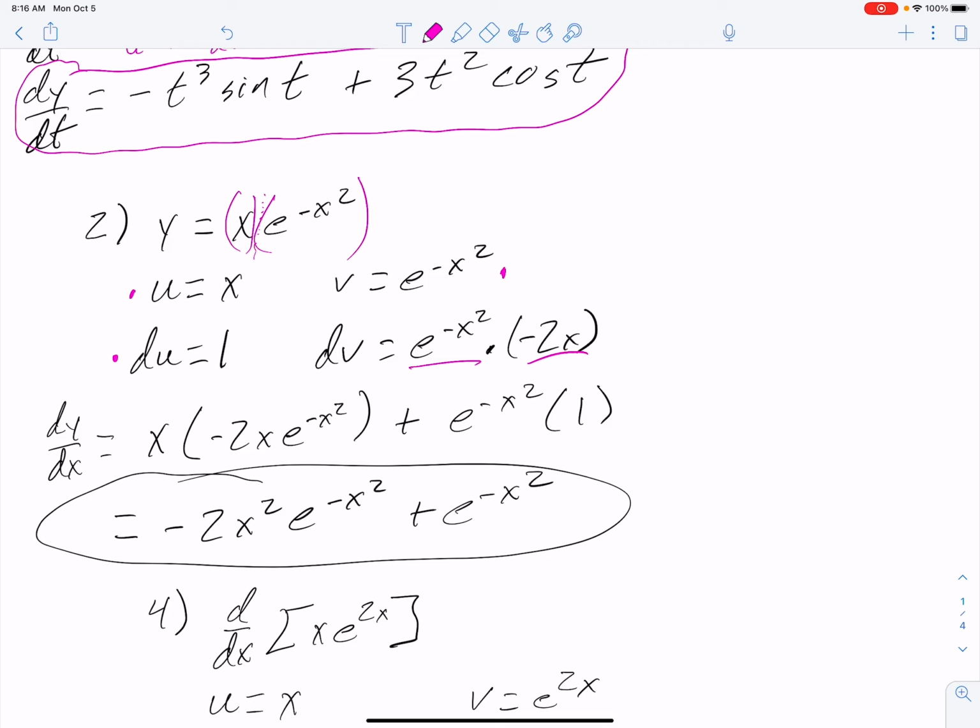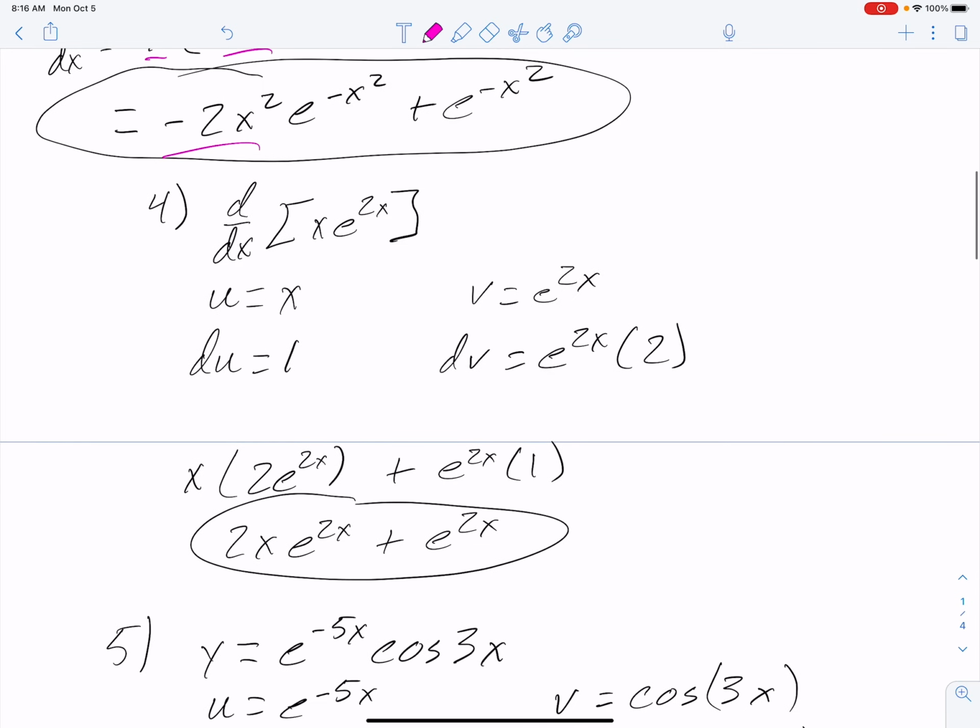And then I just start using my product rule. u times dv plus v times du. If you don't bother to write the 1 there, that's okay. We do just a little bit of simplifying. My x times negative 2x gets me negative 2x squared, and I've got my answer.